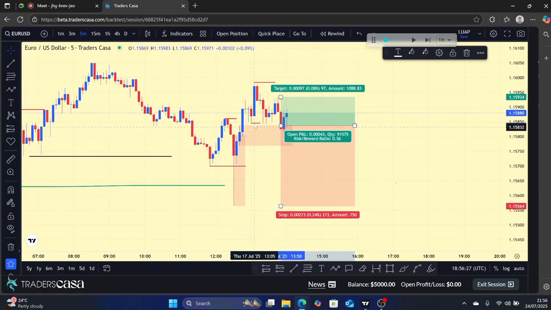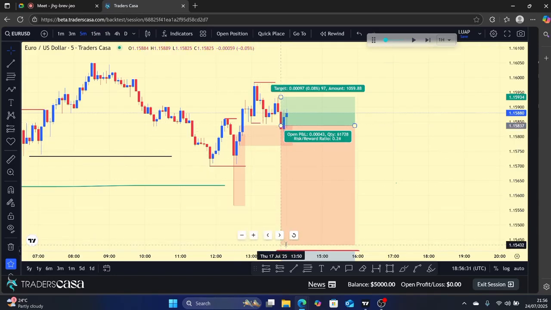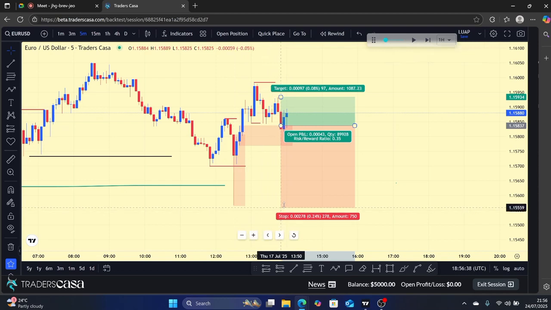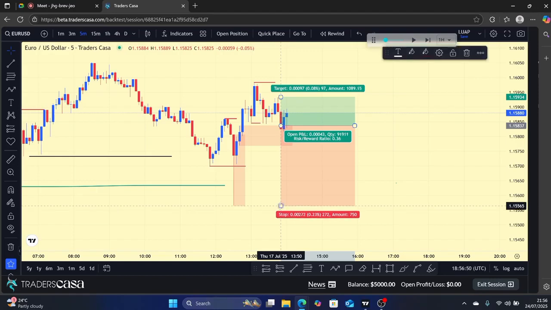And exactly right here, we know this is the major inducement, so there is no need for me to extend this stop loss, because if price breaks past this low, then that means that the higher time frame sweep is no more. Right, so my stop loss is tightly at this trading range low, yeah, exactly right there.